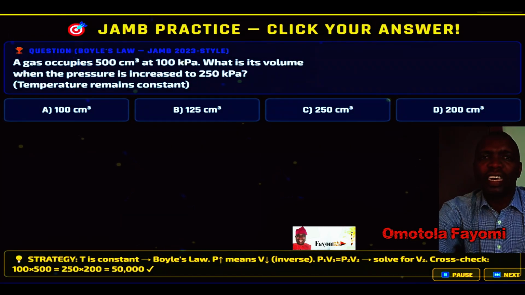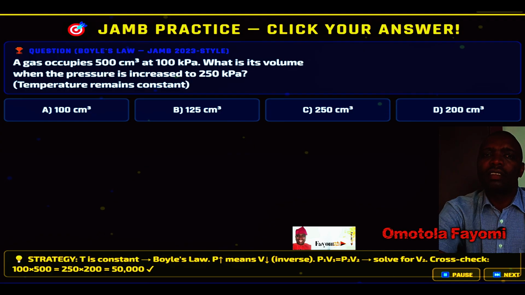Now stop. It's JAMB practice time. A gas occupies 500 cm3 at 100 kilopascal. The pressure is increased to 250 kilopascal. Temperature stays constant. What is the new volume? 4 options on your screen. Write your answer in the comment section. The answer is D, 200 cm3.